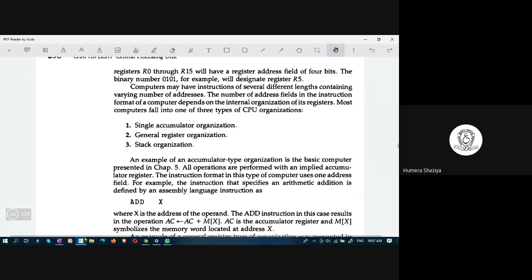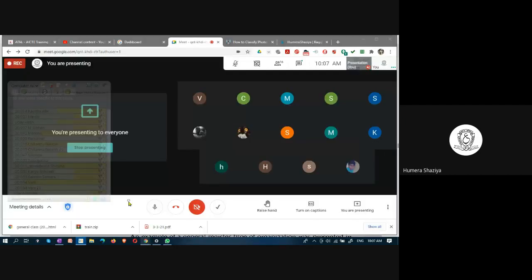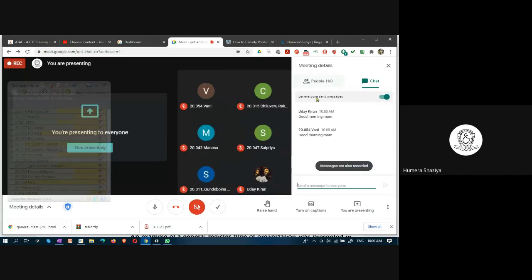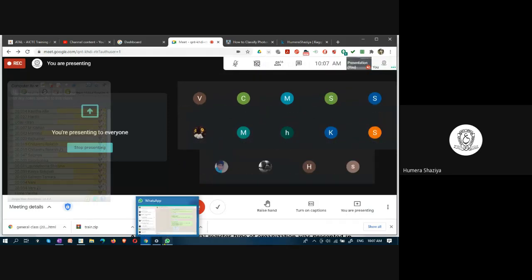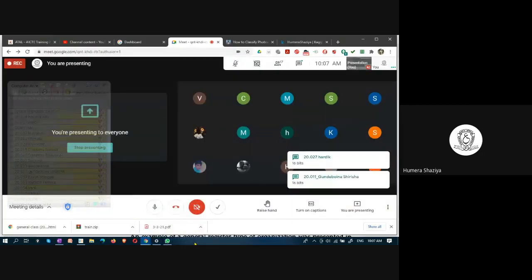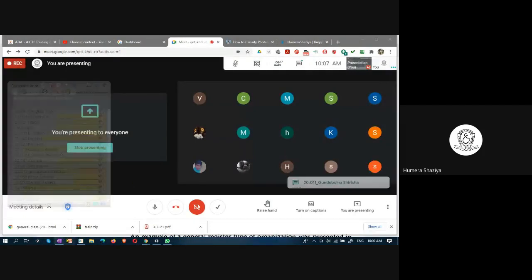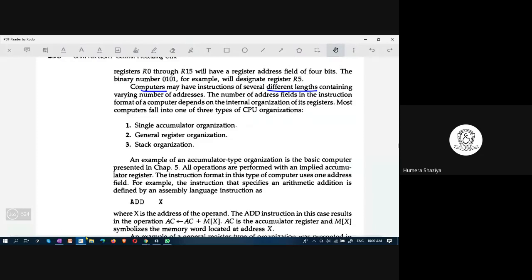Computers might have instructions of several different lengths. What we learned, what was the size of the instruction? Yes, very good. 16 bits. But 16 bits is not fixed. That size is not fixed. It varies. And the number of address fields in the instruction of a computer also depends on the internal organization of its register.